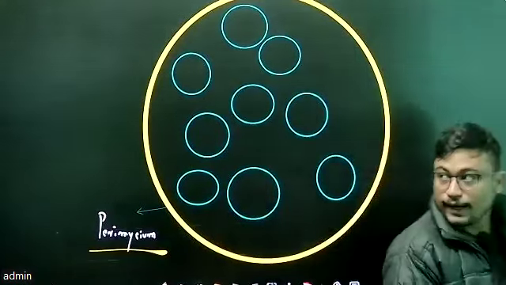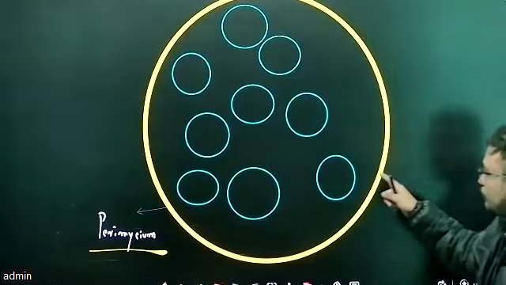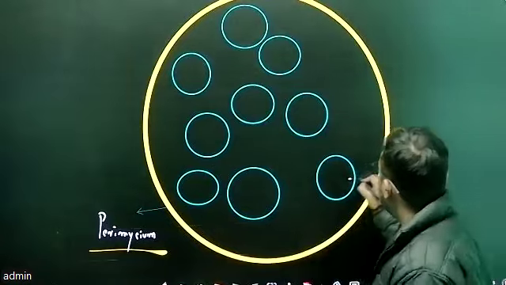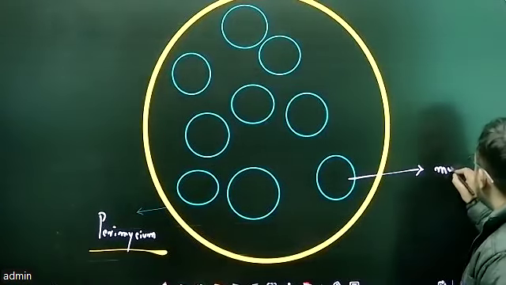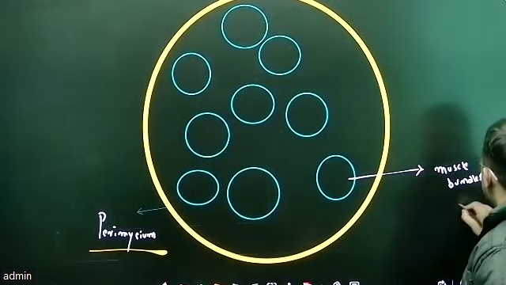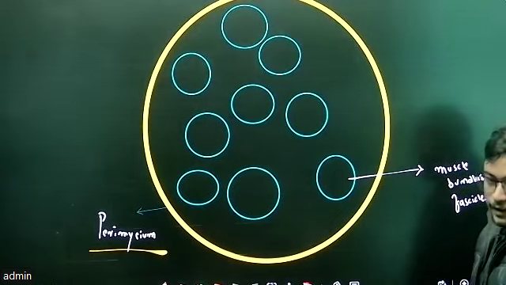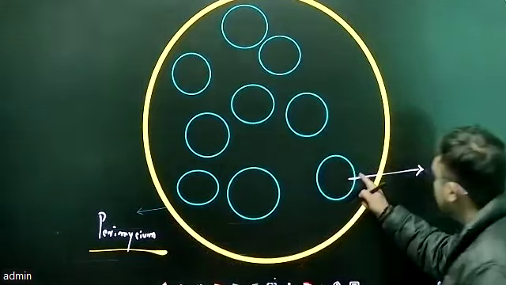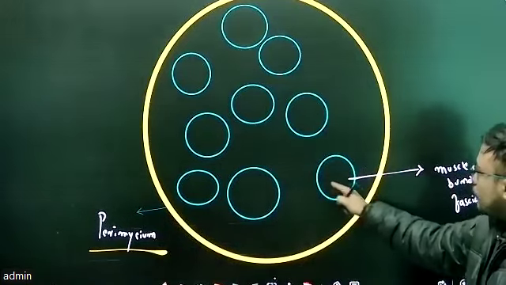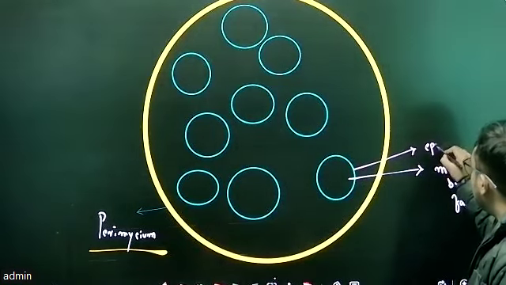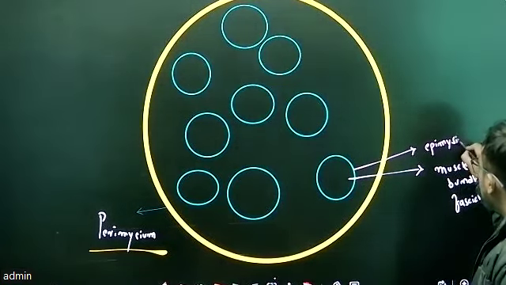Now inside, look at this. Inside the muscle, there are numerous bundles, and these bundles are called muscle bundles, also called fascicles. Now these fascicles also have an outermost covering, and this covering is called epimysium.